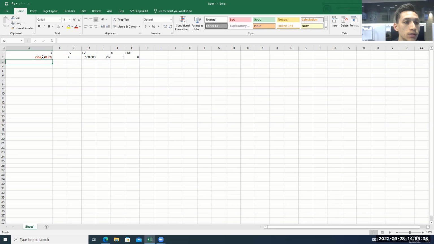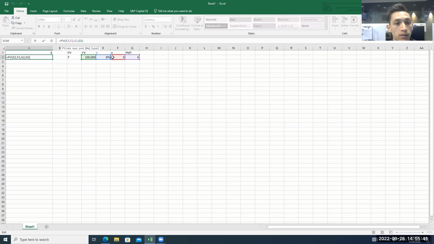A lot of the time, I'm not necessarily sure why it will come out as negative, but a little trick that I learned is you can put a negative sign in front of the future value, I believe, and it will return it back as positive. So that's the answer that we're looking for right there. That's the present value of $100,000.